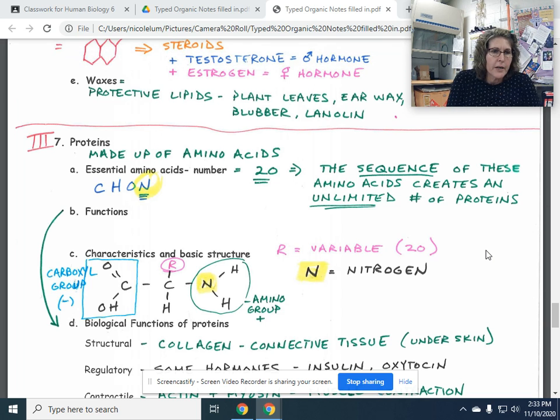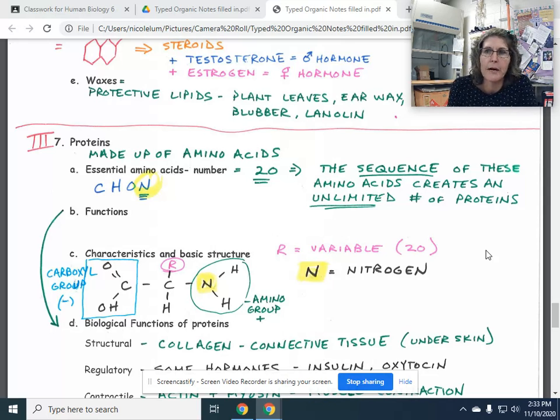Moving on, here we are, our third type of organic macromolecule. So we have looked at carbohydrates, we have looked at lipids. Both of those contain carbon, hydrogen, and oxygen. Those three elements are going to be the main ones. You can tell carbohydrates from lipids because of the ratio.